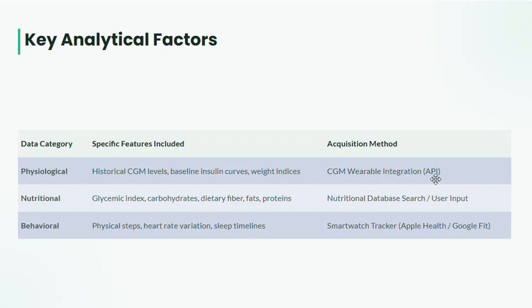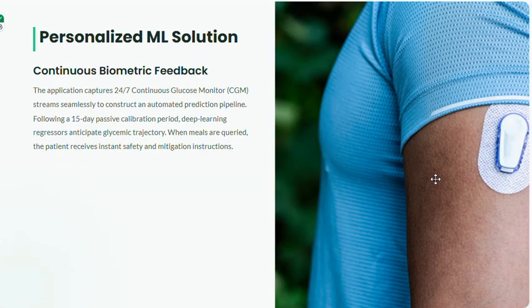This is the data required, and physiological, nutritional, and behavioral data will be required. And there are different specific features that are included in different acquisition methods. Okay, now how will it work? This will be a 24/7 glucose monitor that will have an automated prediction pipeline, and the first 15 days will be a passive calibration period. And after that we'll have deep learning regressors that are going to anticipate the glycemic trajectory. When meals are detected, the patient receives instant safety and medication instructions.